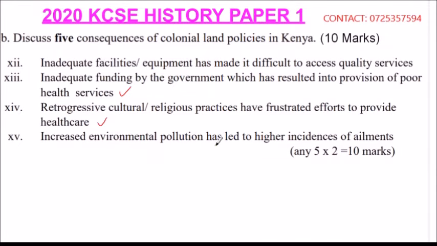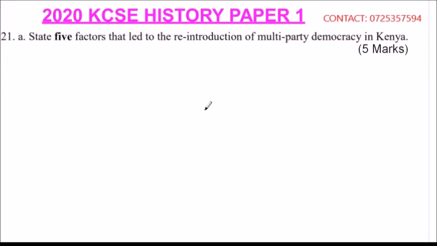15. Increased environment pollution has led to higher incidence of ailment. So as a country grew, there was increase in environmental pollution. For example, the white man introduced the vehicles, the tractors for working in the farm and some industry, so that led to environmental pollution. So that's how you answer that.